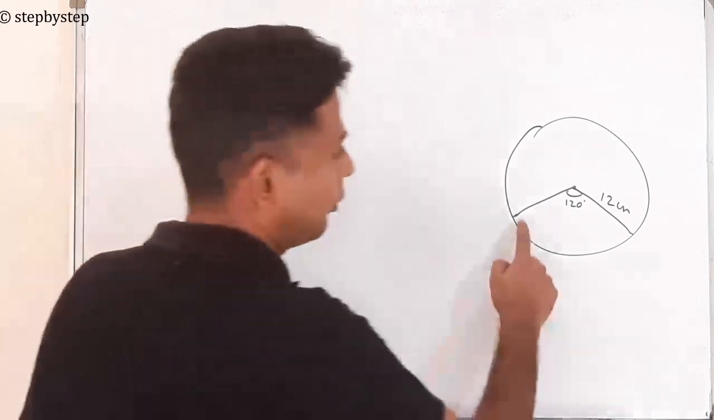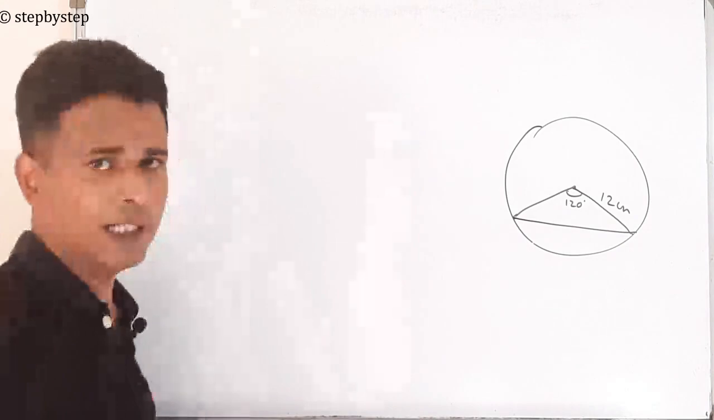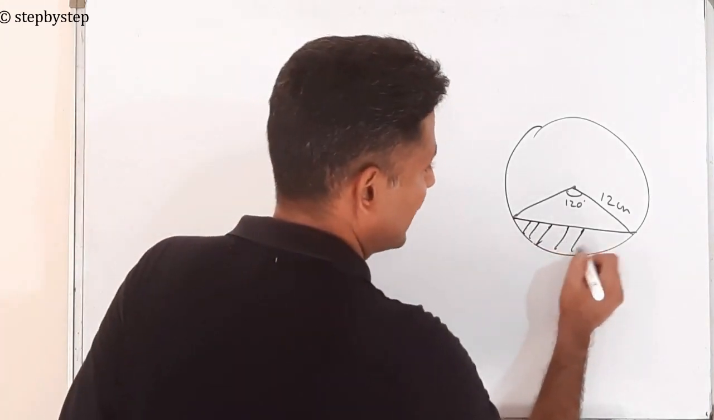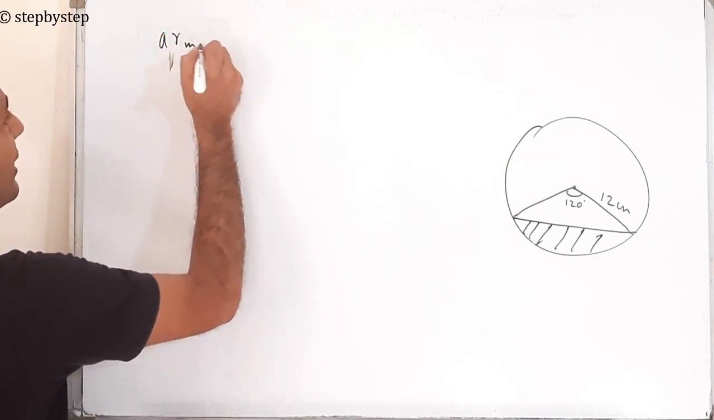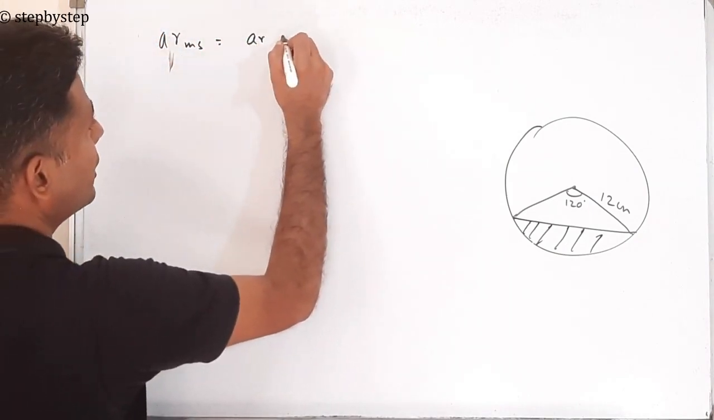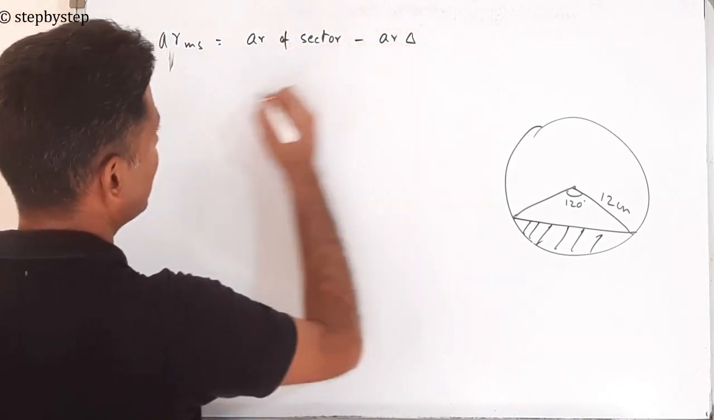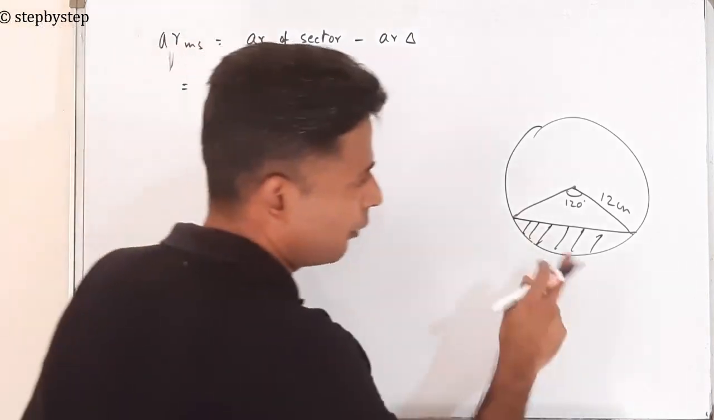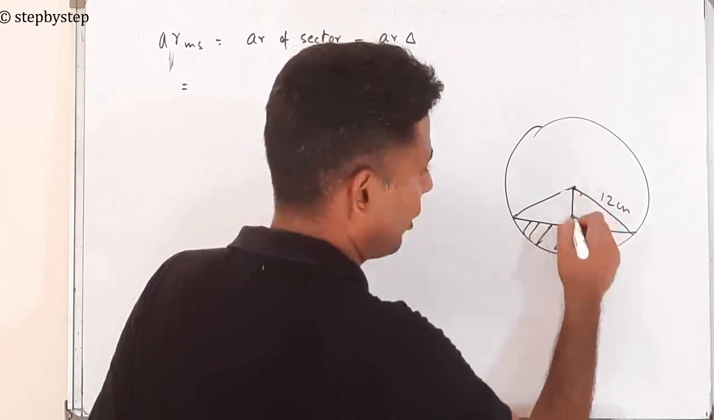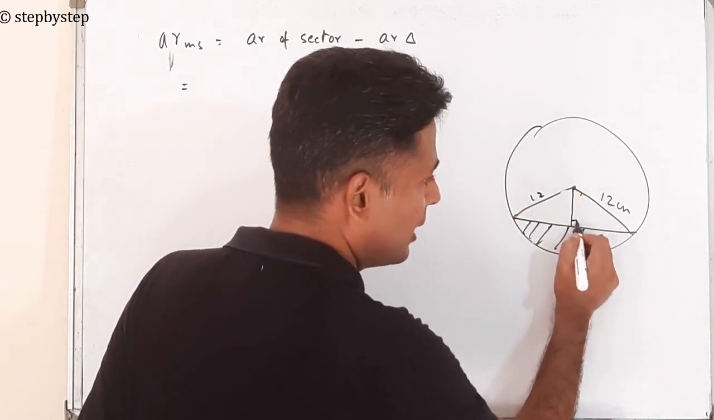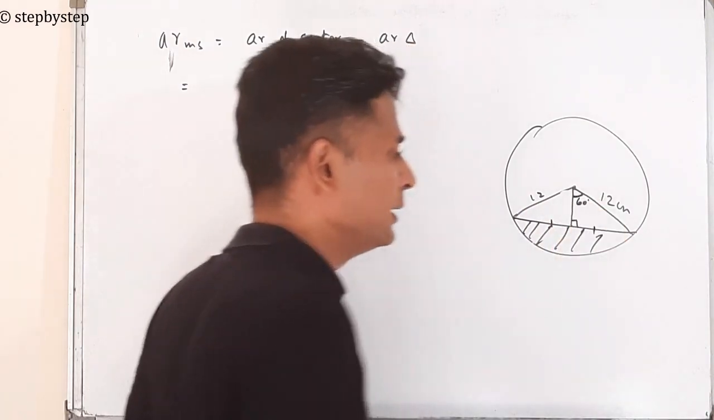They have told a chord of a circle of radius 12 centimeters subtends an angle of 120 degree. Find the area of minor segment. Again, area of minor segment equal to area of sector, whole sector minus area of triangle. So for finding area of triangle, again we need to find base and height. So 120, if I draw, this is also 12, isosceles triangle, height is same as median and it is also angle bisector. So this will become 60 degree.